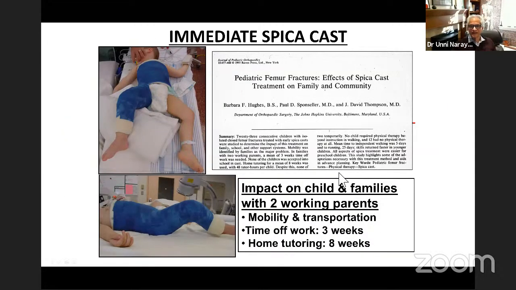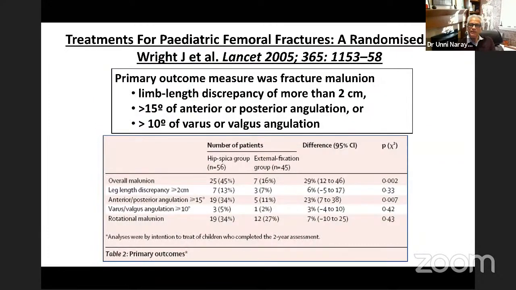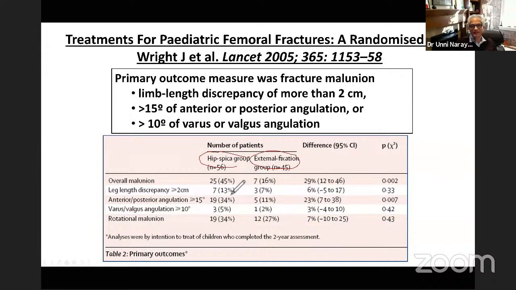This has been well studied, and I think the impacts are well understood. So this was the randomized trial I was talking about that was published in 2005. I'll just bring to your attention that if you look at the actual outcomes comparing immediate spica cast to external fixation, in the primary outcome, the rate of malunions was 45% in the hip spica group compared to 16% in the external fixation group. But in every other dimension, including patient satisfaction and return to function, they were identical.